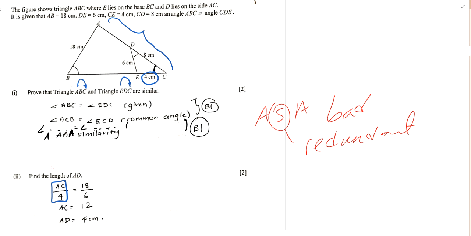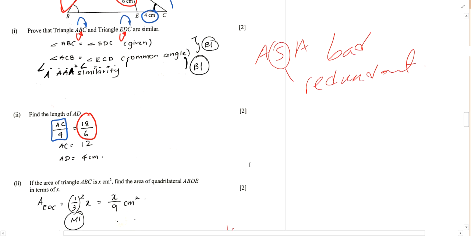Another pair. In this case, we've got AB, A to B. The corresponding side must be E to D. Oh, we have that also, 18 over 6. Based on this, algebraically, you can solve for AC, which is 12. AC is 12. Therefore, AD must be 12 minus 8, you get 4. So 2 marks for this.